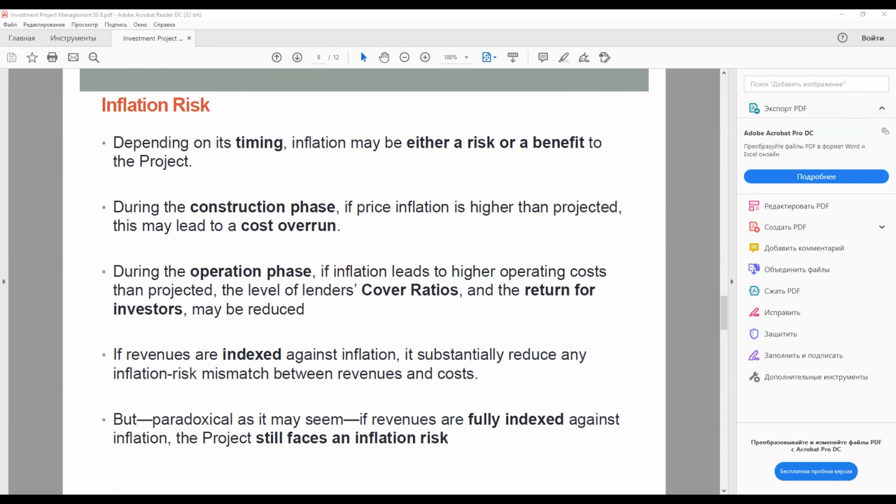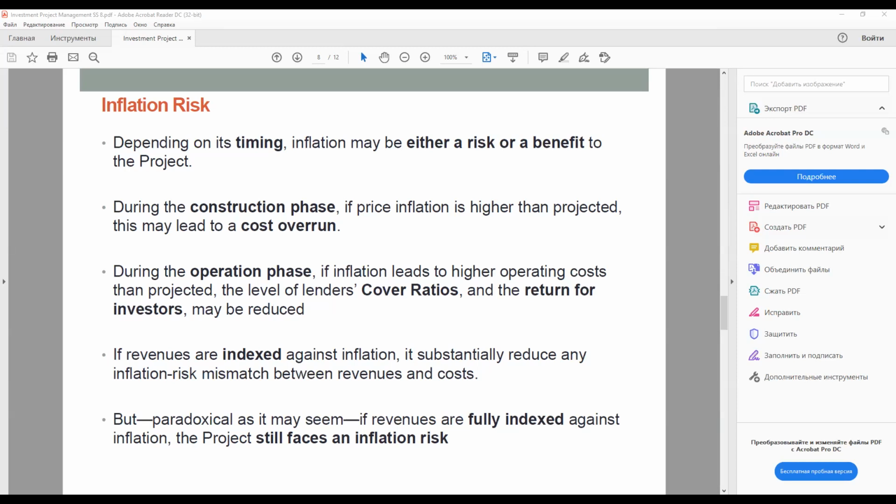So for investors and lenders, inflation is a two-edged sword. With fully indexed contract payments, inflation higher than projected is a friend, but inflation lower than projected is an enemy.